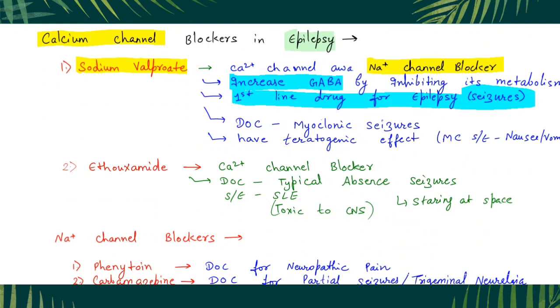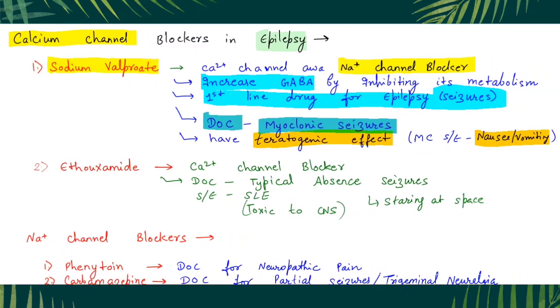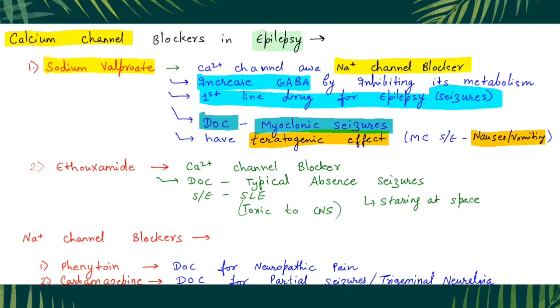Sodium valproate is the drug of choice for myoclonic seizures. Now they have side effects. What are the side effects? Yes, they have teratogenic effect. We know one protozoa, Toxoplasma gondii, also has a teratogenic effect. But the most common side effect of sodium valproate is nausea and vomiting.